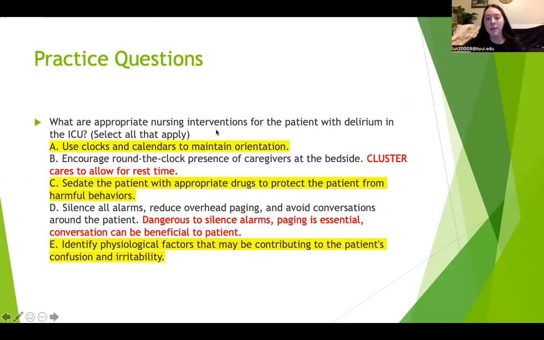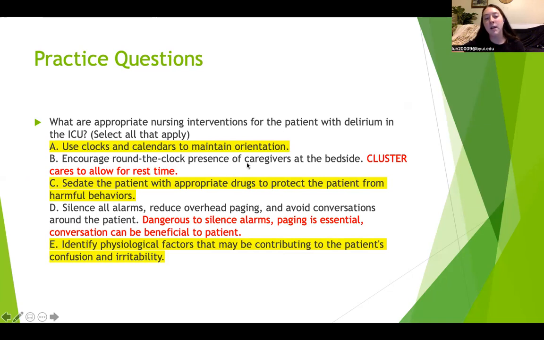All right, so appropriate nursing interventions for a patient with delirium in the ICU. So A, using clocks and calendars to maintain orientation. This is a grounding technique. A lot of people in long-term care facilities have really big clocks with the time really large and then the date really large underneath it, and the year and stuff like that. And that just helps them maintain orientation, like what is today, what's going on.